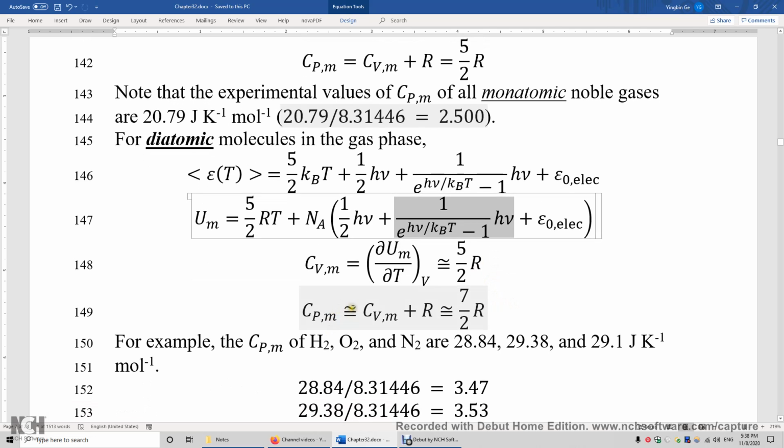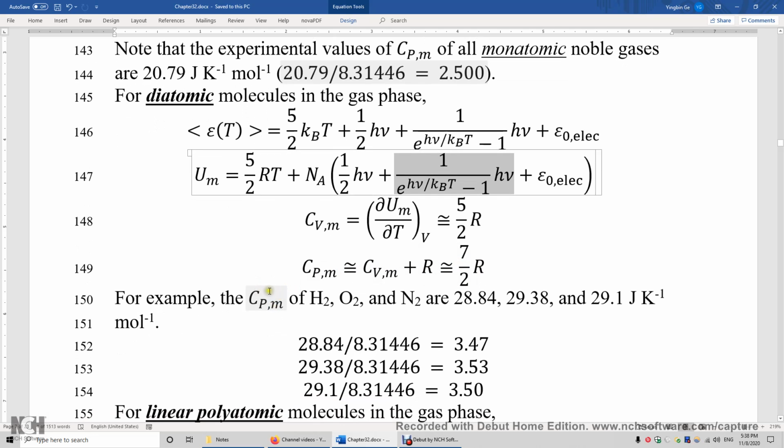Now the CPM is roughly CVM plus R, assuming ideal gas behavior. So the CPM of a diatomic molecule is roughly 3.5 R. So now let's look at the CPM of H2, O2, and N2. They are 28.84, 29.38, and 29.1 joule per Kelvin per mole. So if you look at these 3 numbers, they are very close to each other. This is not a coincidence.